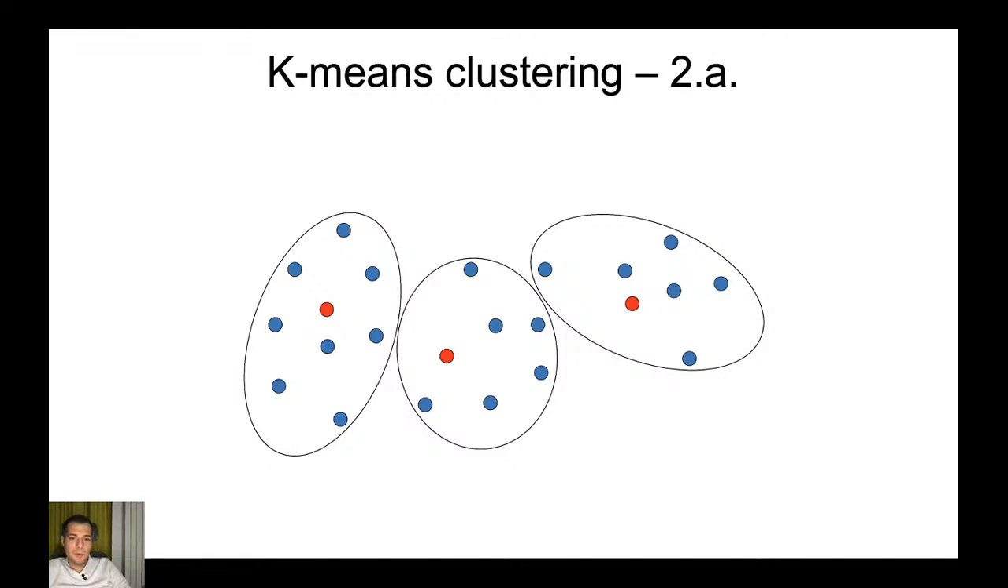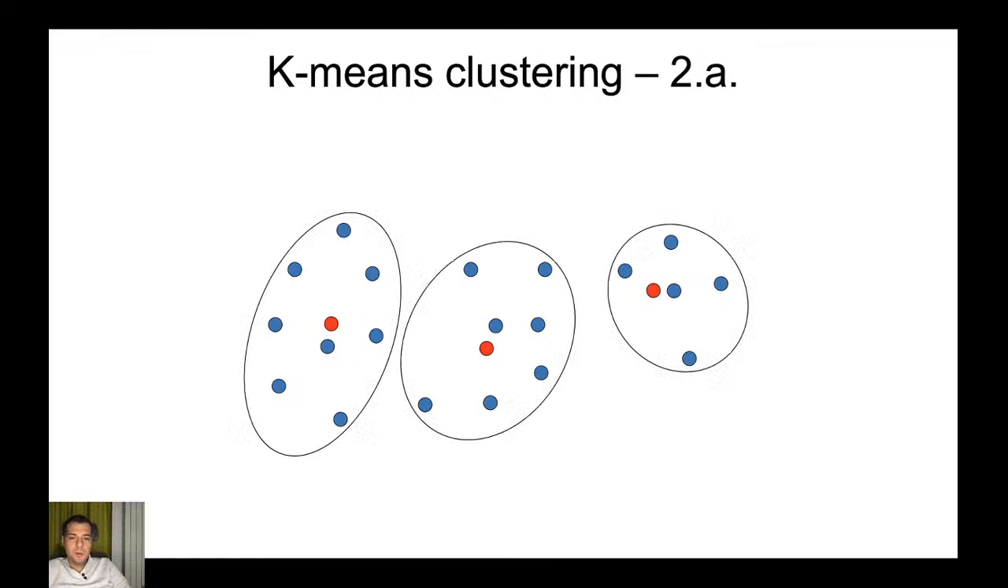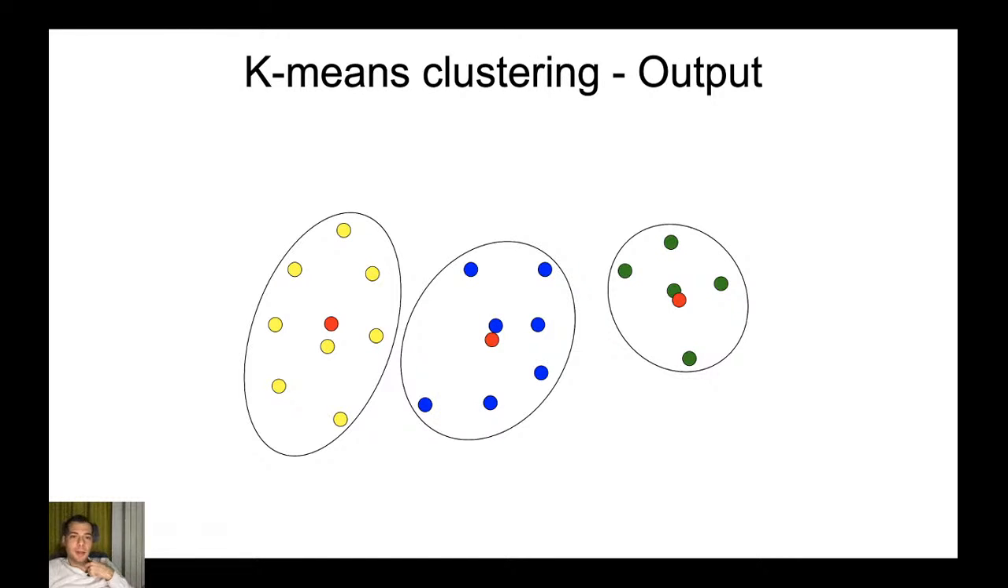Now we reassign the points to the nearest clusters. We recompute the clusters based on the new assignments. We remove the assignments, and so on. At some point the algorithm should converge to a solution, which means that in two consecutive steps the assignments will no longer change. So this will be the final k-means solution.